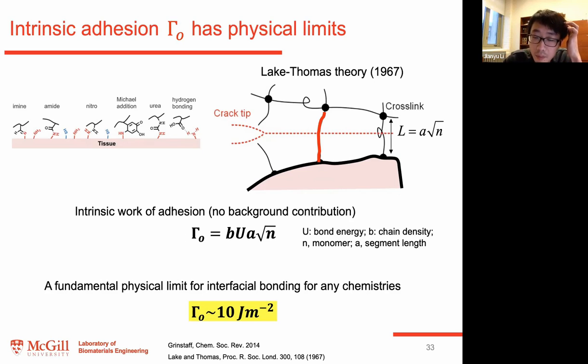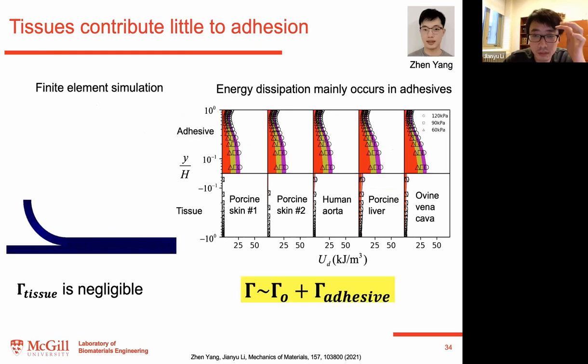It can be estimated by using the Lake-Thomas model. Essentially, the total amount of that energy depends on how many polymer chains you need to break on the surface. By inputting those representative numbers, we got that gamma zero is on the order of 10 joule per meter square. No matter what kind of chemistry you use, that is the physical limit. And then, what's the second contribution?